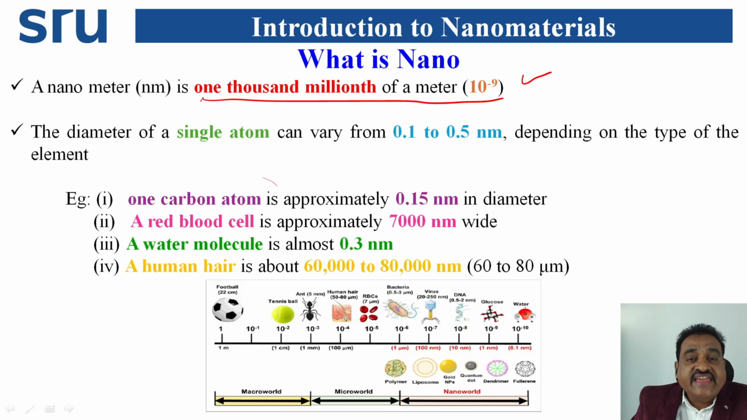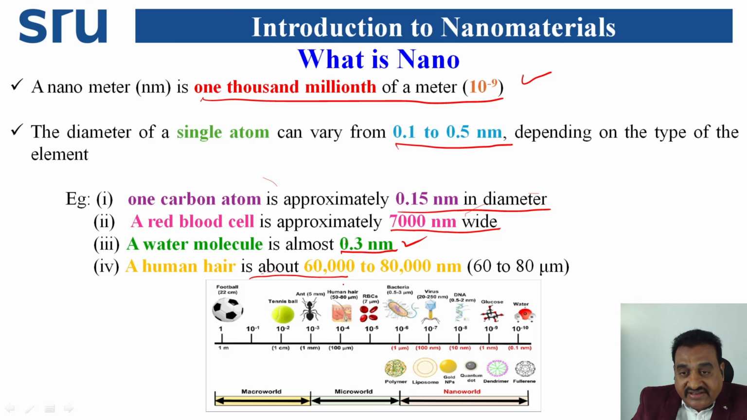The diameter of a single atom can vary from 0.1 nanometer to 0.5 nanometer depending on the type of element. One carbon atom is 0.15 nanometers in diameter. A red blood cell is 7000 nanometers wide. A water molecule is almost 0.3 nanometers. A human hair is about 60,000 to 80,000 nanometers, that is 60 to 80 micrometers.